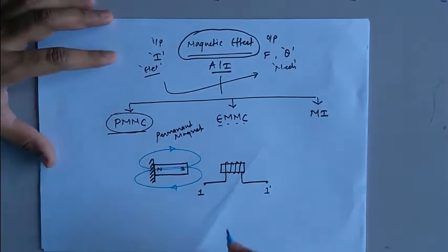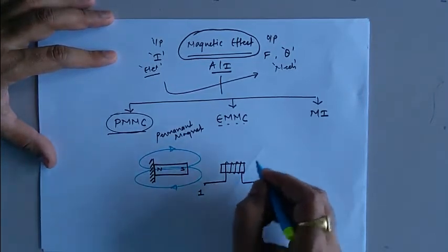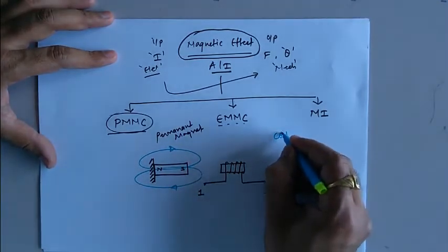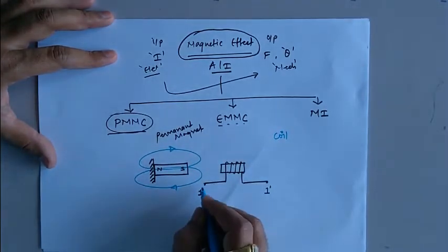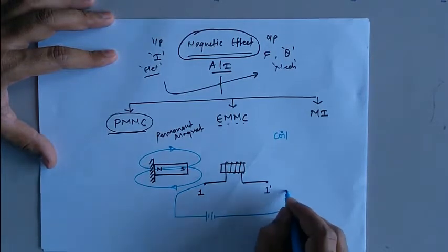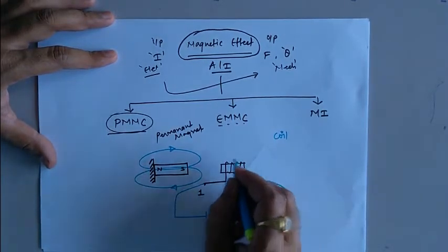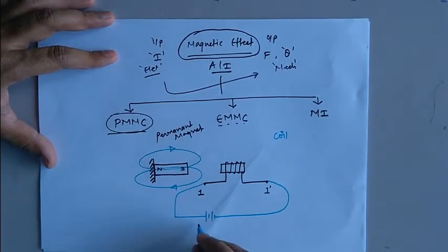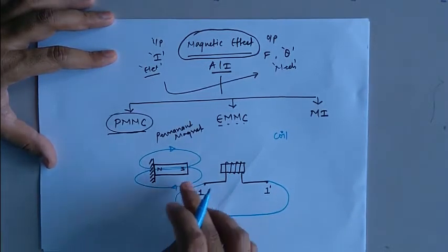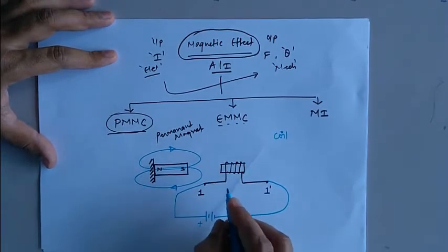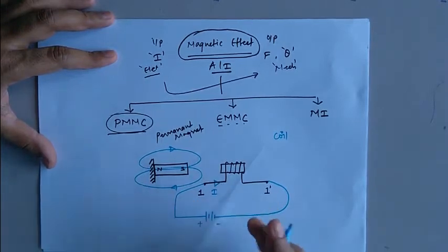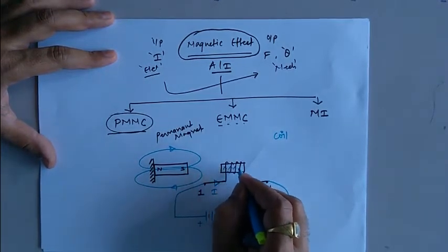Now let us excite this coil by some input quantity. Suppose I have connected a battery over here for the excitation of this coil. Because this terminal is positive and this terminal is negative, there will be a flow of current from higher polarity to lower polarity. So the flow of current is from 1 to 1 dash like this.